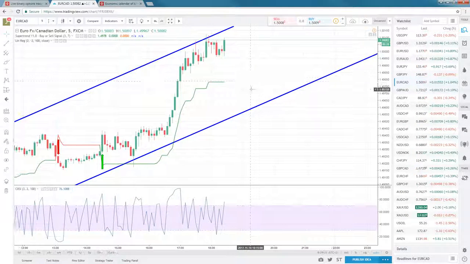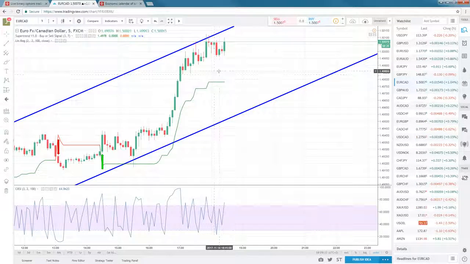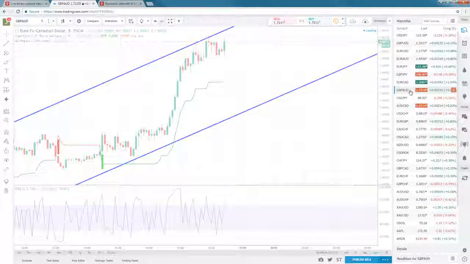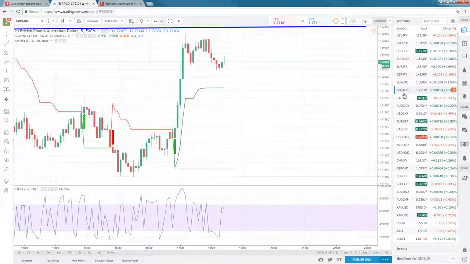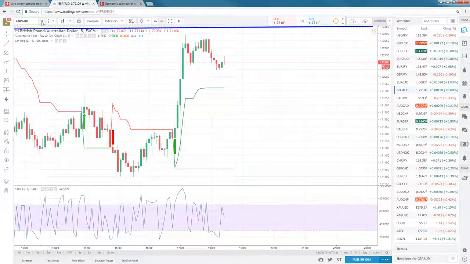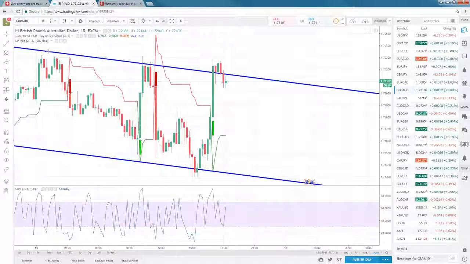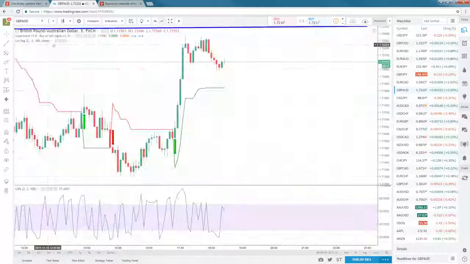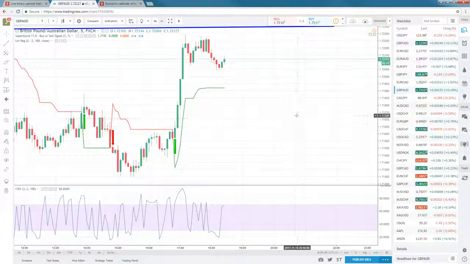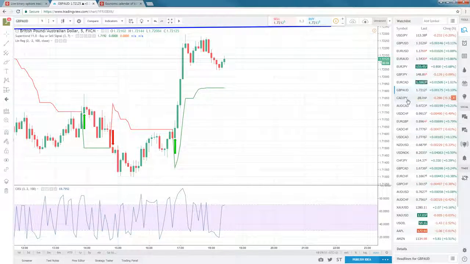What about Euro Canadian? Not that point to enter the trade. Let's see what is the trend on GBP Australian dollar. It is upward moving. I don't think we can enter market here.